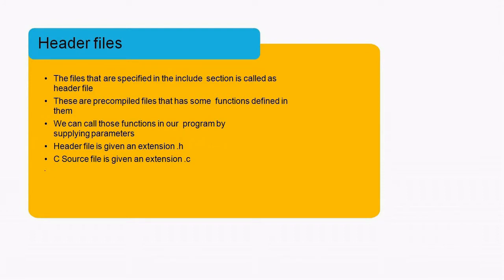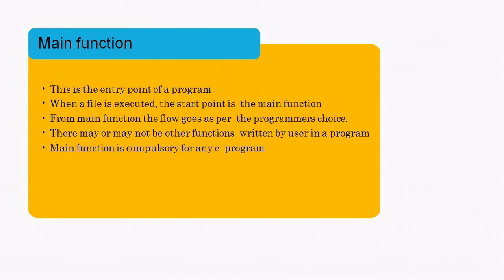A header file is given the extension .h. Every header file has the extension .h. A C source file is given the extension .c. Whenever we save any C program, we have to write the file name, then the extension .c.